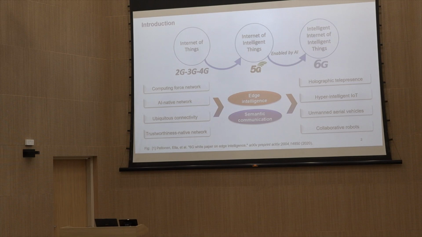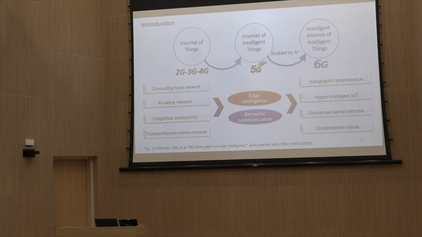And for 6G, people envision that 6G is the wireless system that is enabled by AI. Therefore, it's not just the things, objects, and sensors that become more intelligent. The wireless network, 6G, will be intelligent as well. So we can say that 6G will support the Internet of Intelligent Things. The key technologies to transfer from 5G to 6G are edge intelligence and semantic communication.